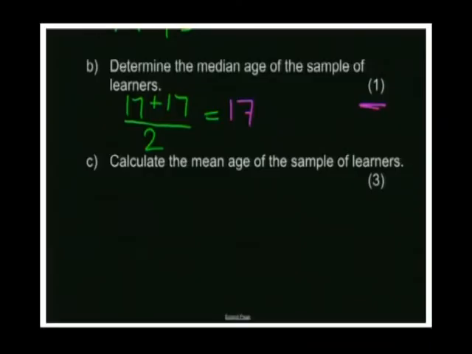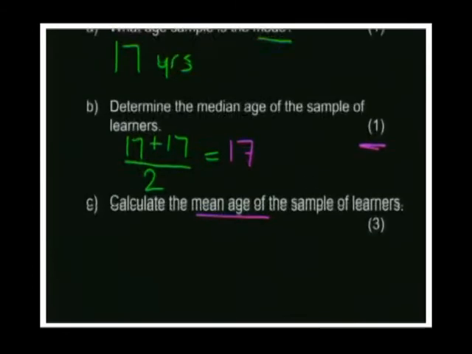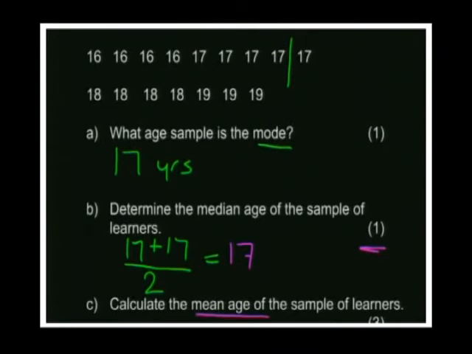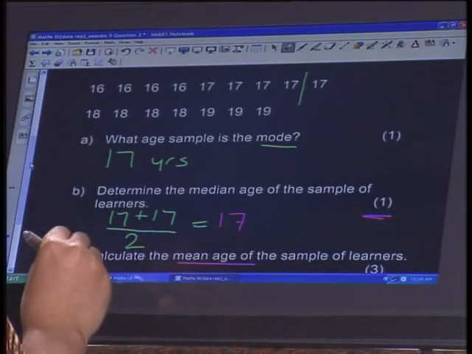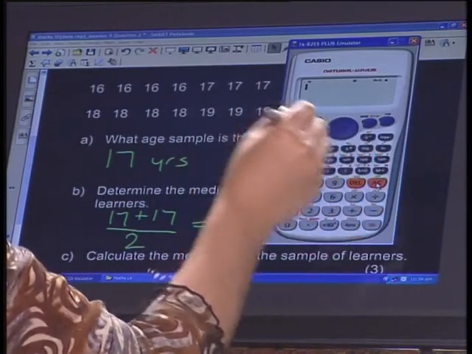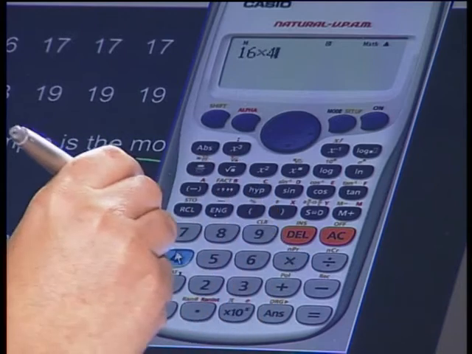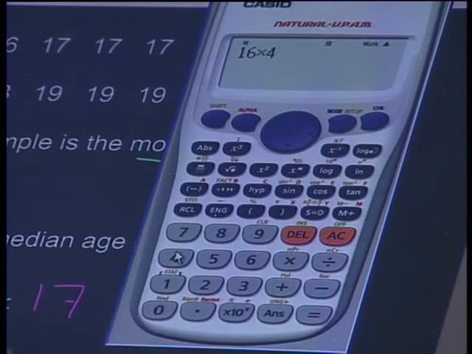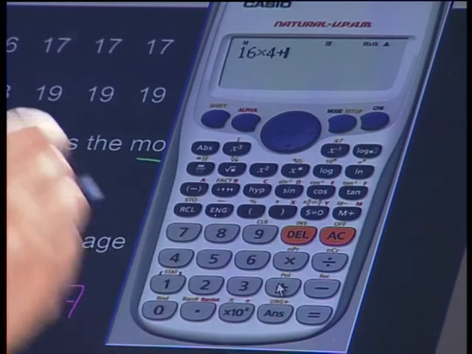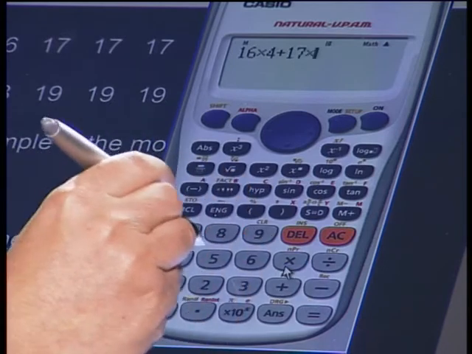The next part of the question says calculate the mean age of the sample of learners. So we need to calculate the mean, we're going to add these all up. Now, when we're adding numbers that are duplicated like this, what we can do is actually use the fact that our calculator does BODMAS and say, well, okay, there was 16. Rather than saying 16 plus 16 plus 16 plus 16, which I can quite easily do, I can say there was 16 and there were 4 of them. Now, I know my calculator is going to multiply before it adds, but you can use brackets if you want. How many 17s were there? There were 5 of those.